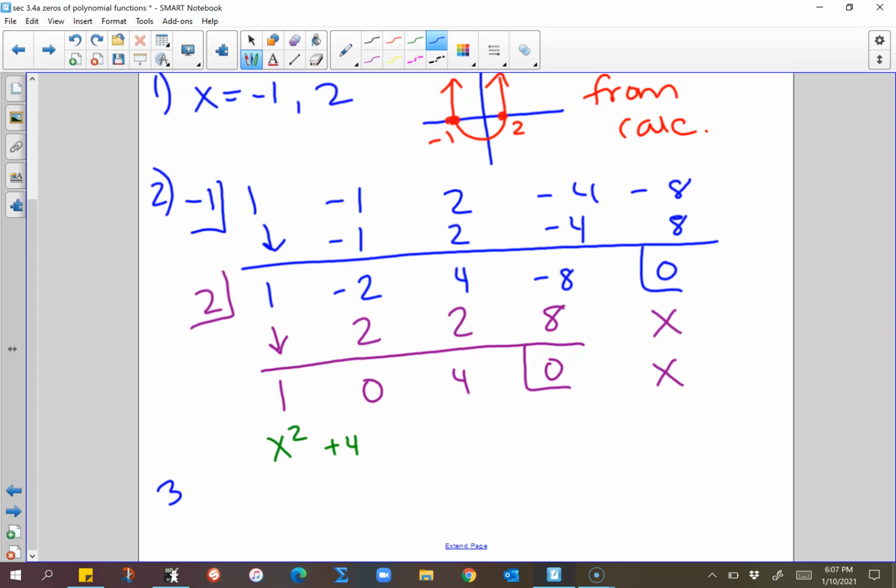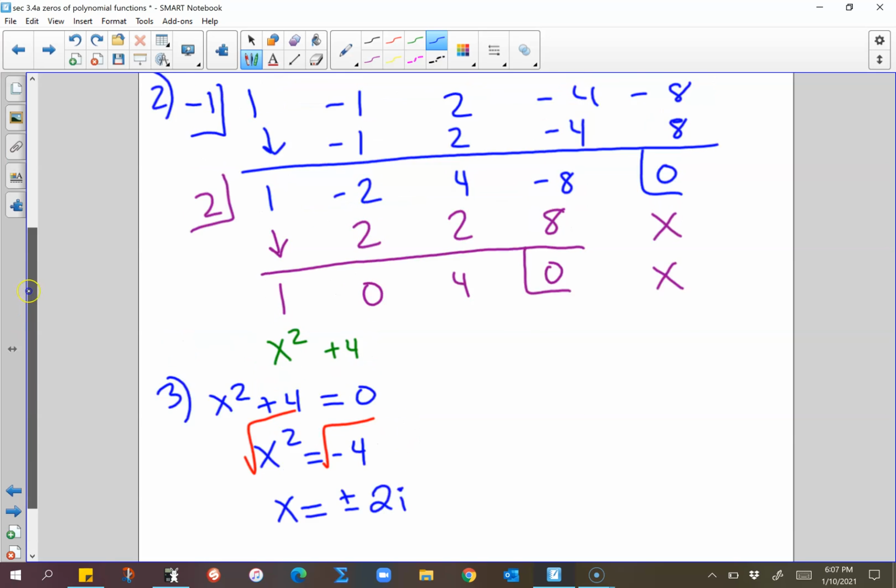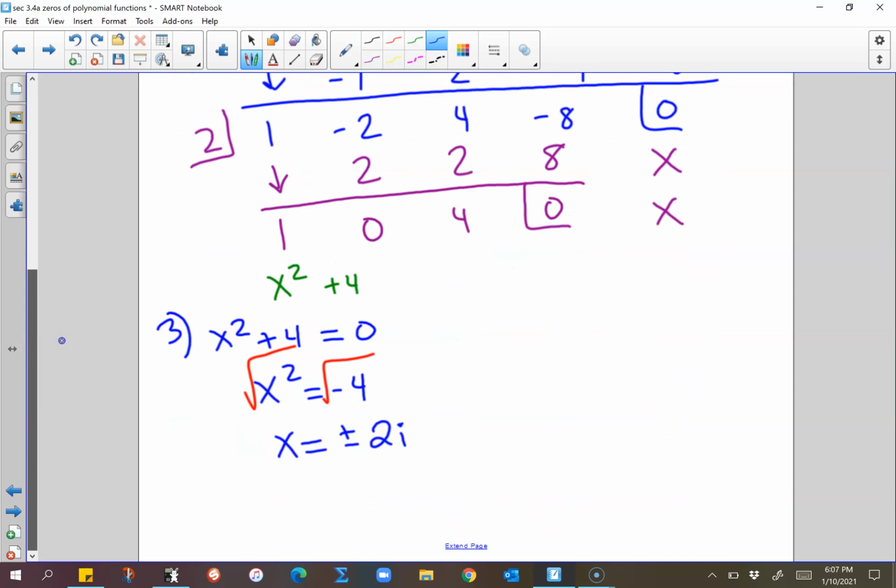Step 3 then is to solve this quadratic. So I will set it equal to 0. Subtract my 4 over. Square root that, which gives me square rooting a negative. So plus or minus, and then 4 is perfect, and then it's i because it's imaginary. Again, look at the directions. It wants it as a polynomial. So just to review, zeros, my answers would be -1, 2, plus or minus 2i.